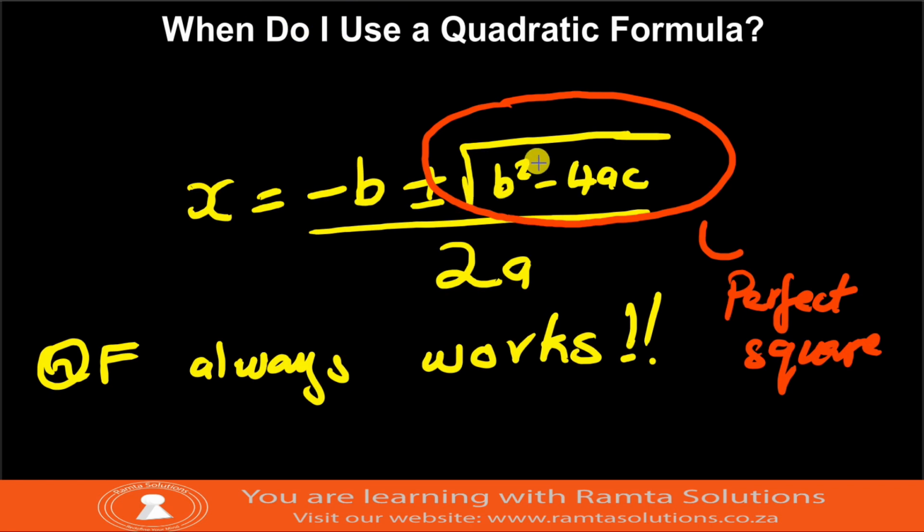So let's fix this. If this part under the square root is not a perfect square, use the quadratic formula. However, you can use the quadratic formula at all times. It will always return a value, as long as your roots are real. I'm talking about high school. As long as your roots are real, it will always return an answer. Your quadratic formula will always work.